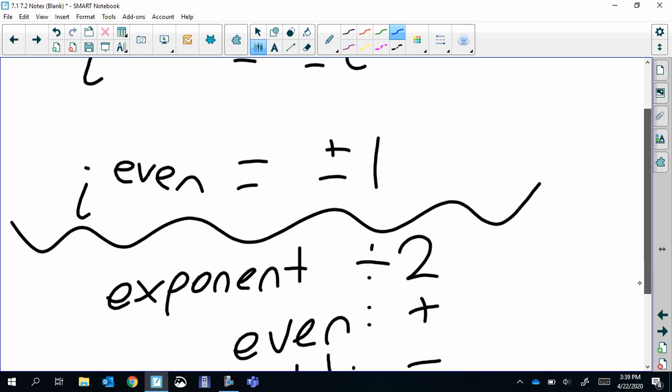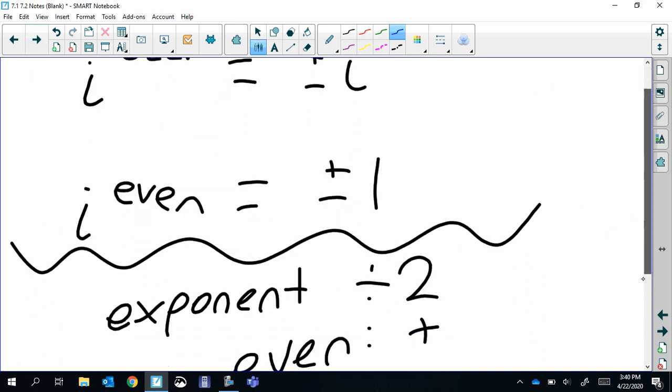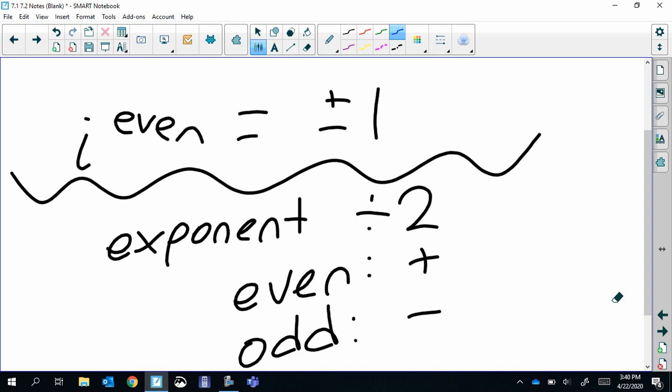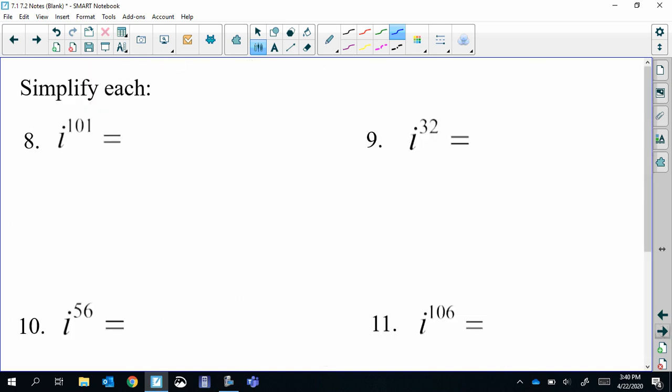Then to figure out if it's positive or negative, you're really just looking to see: is it in the top half or the bottom half? To figure that out, you just divide the exponent by 2. If it's even, it's in the top half, and if it's odd, it's in the bottom half. When you divide by 2, it might end in a 0.5, you just ignore that part. So we'll do these both ways.